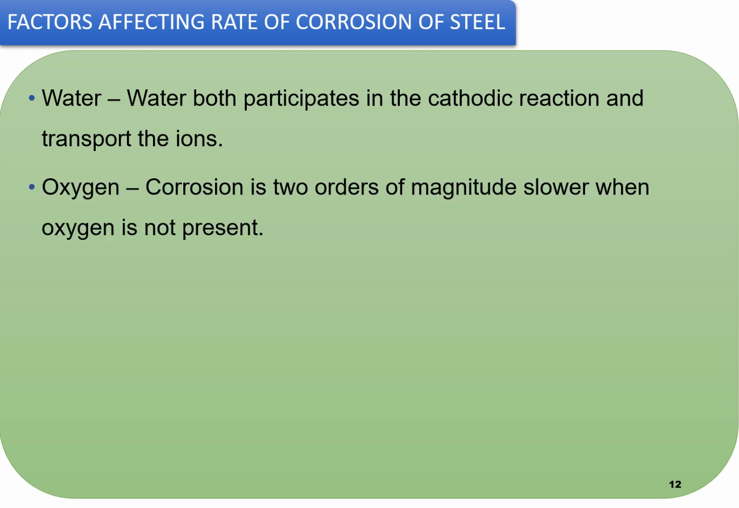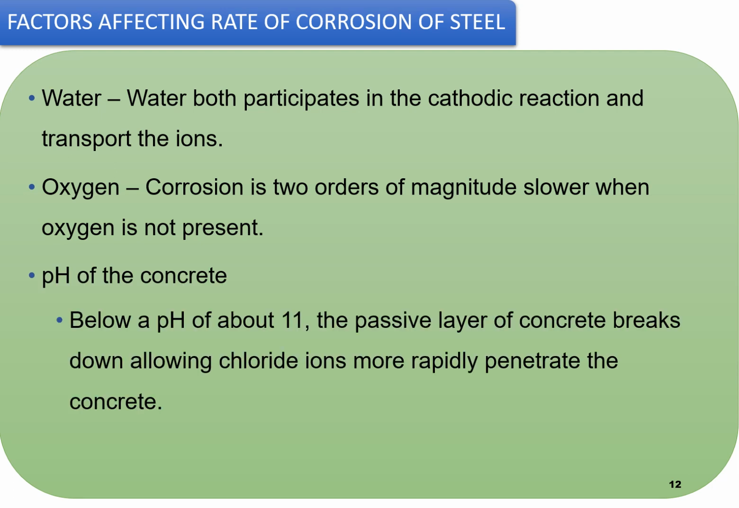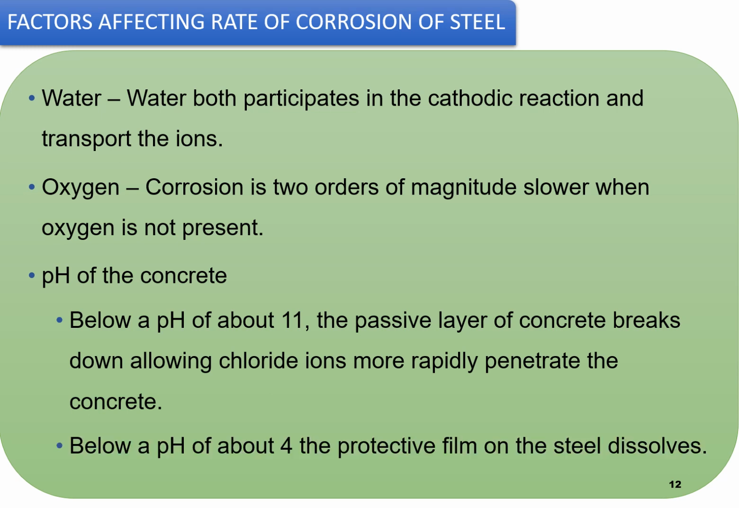Oxygen: corrosion is 2 orders of magnitude slower when oxygen is absent. In order to make the corrosion happen, the presence of oxygen is a must. pH of concrete: if you see, below a pH of 11, the passive layer of concrete breaks down, allowing chloride ions to more rapidly penetrate the concrete. And below a pH of 4, the protective film on the steel completely dissolves, thus exposing the steel fully to corrosion.